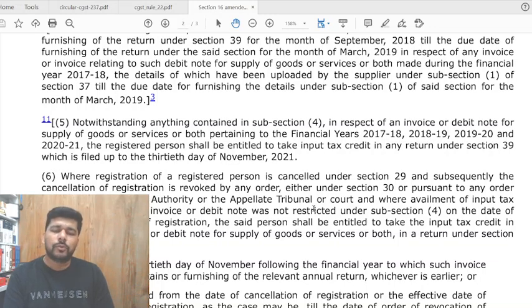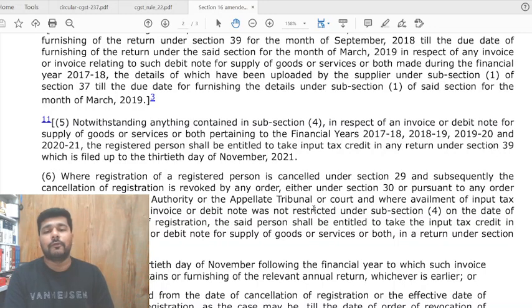When the budget 2024, the final budget of 2024, was announced, this particular amendment saw the light of day: the dues outstanding under section 16 subsection 4 were given true relief by giving a one-time extension of date for claiming the credit for the period 2017-18 to 2020-21. That is, for the period 2017 to 2020-21, there was one comprehensive date considered, that is 30th November 2021.